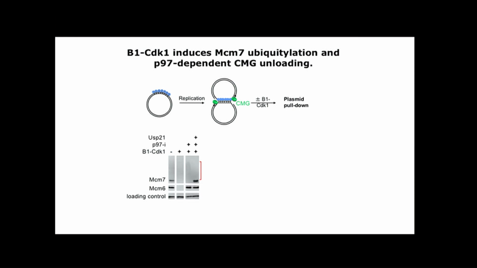This requires the ubiquitination of the MCM7 subunit. So here, MCM7, you can see, runs as a smear. We can collapse that ubiquitinated smear into a single band by adding a nonspecific deubiquitinating enzyme. Okay?